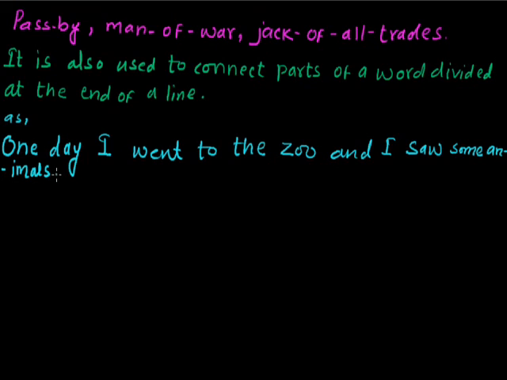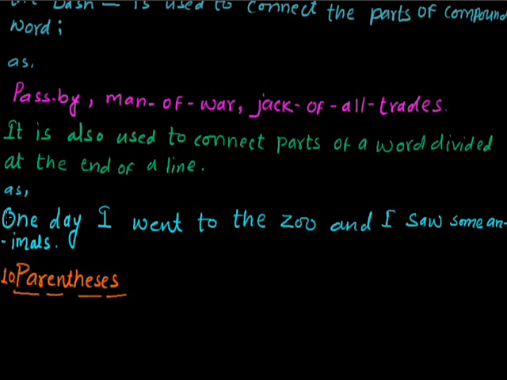Okay, now let's come to the next punctuation mark, that is parenthesis. Well, parenthesis or double dashes are used to separate from the main part of the sentence a phrase or clause which does not grammatically belong to it.